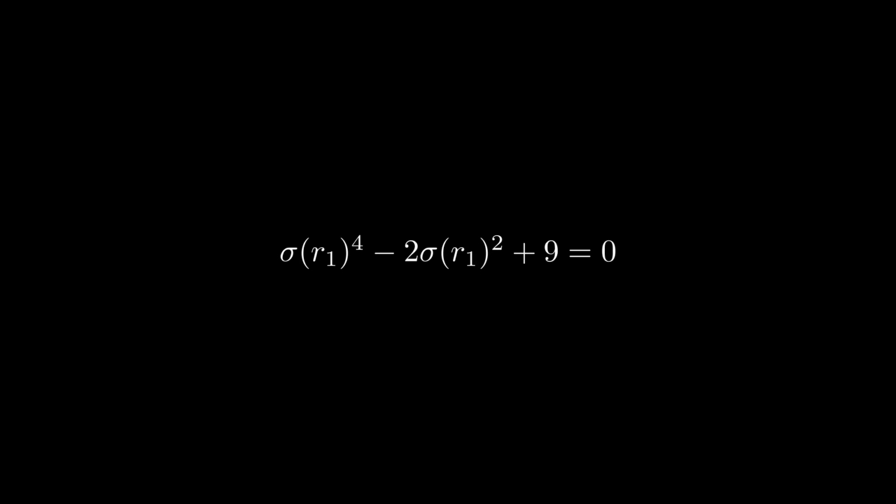What does this equation mean? It means that if R1 is a root of the x to the fourth minus 2x squared plus 9 equation, then so is sigma of R1. But we know all the roots of that. They're just R1 through R4.